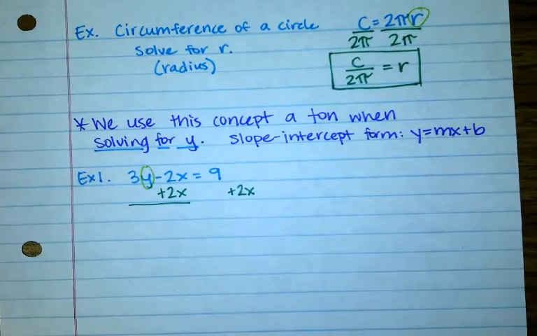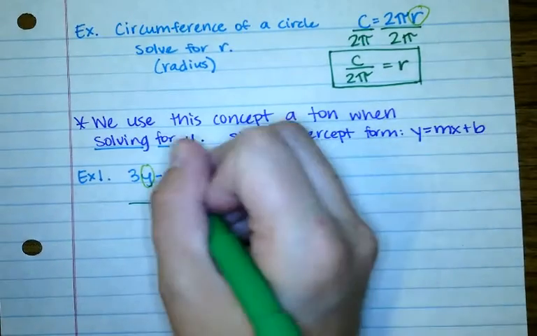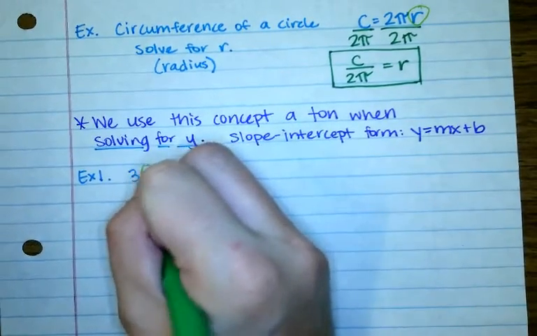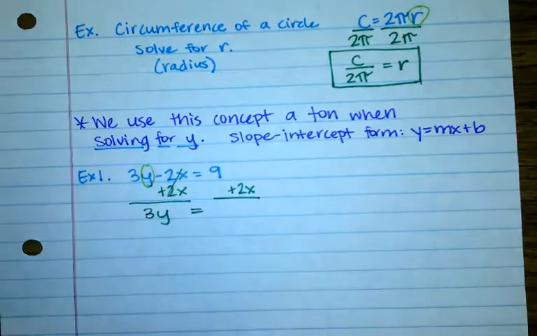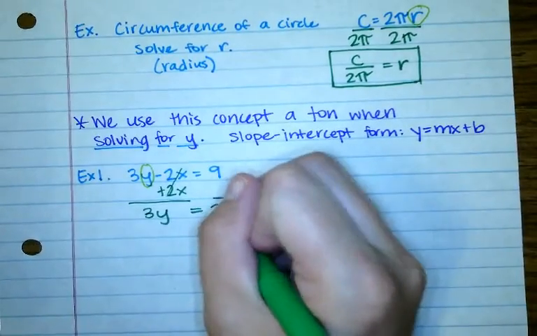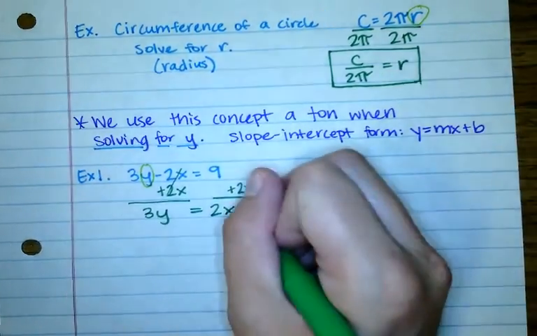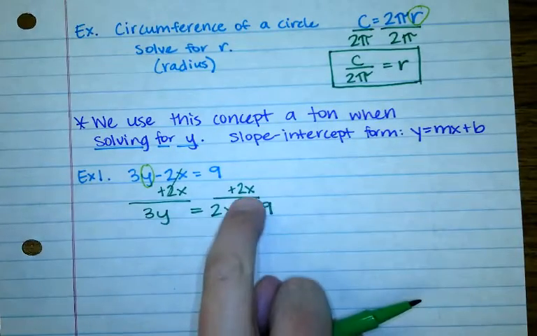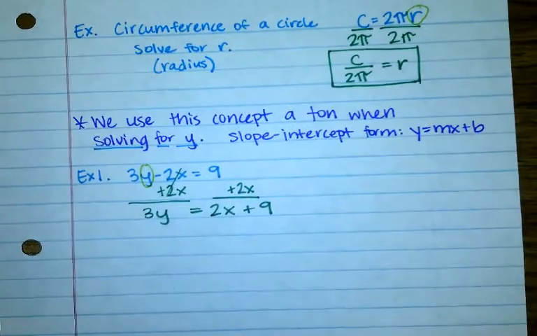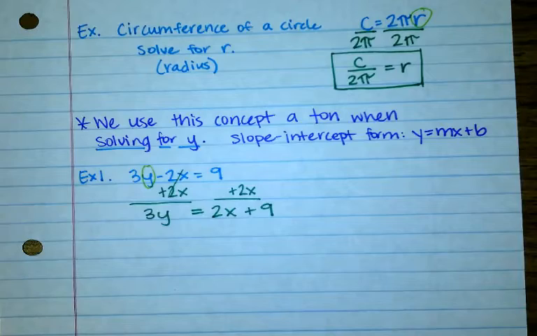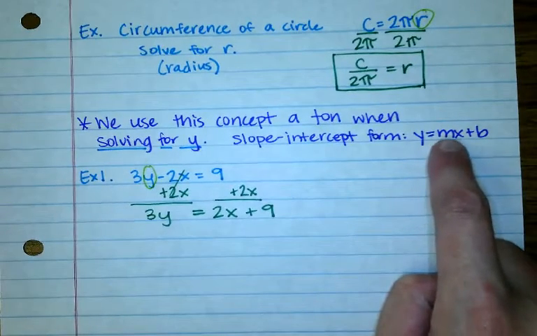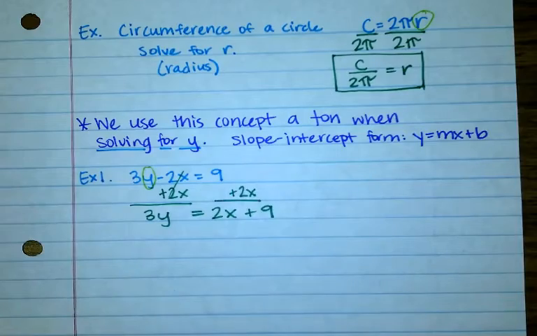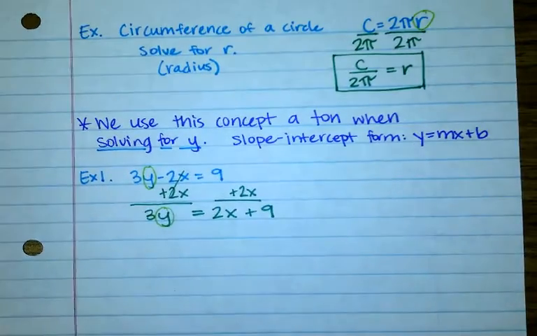So then we're left with 3y, because my x is canceled, is equal to, I always put my variable first, 2x plus 9. So we have our 2x and our 9, okay? I could have also written 9 plus 2x. That's totally acceptable. But I want it to be in this slope-intercept form, so I'm going to put my x first, okay? Now is the y completely alone? Is the y alone yet? What do we have to do now? We have to divide it by 3, okay?